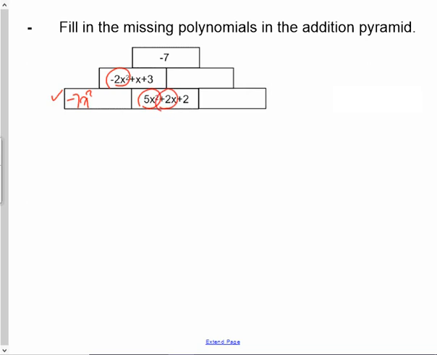This is a 2x, this is an x, which means this had to be a negative x to combine to give me that positive x. This was a 2, this is a 3, which means this had to be a plus 1 up there. Okay? So the first step is to get that.